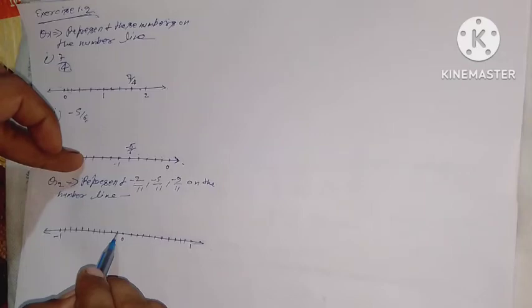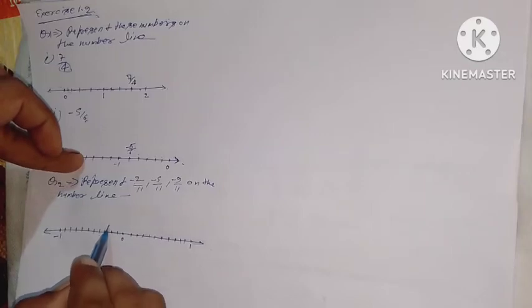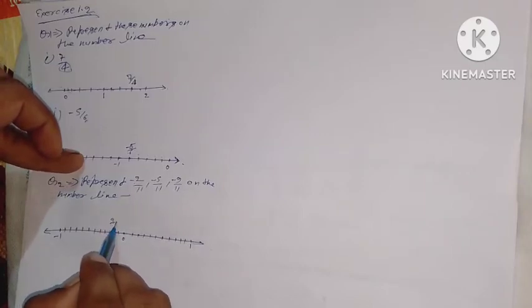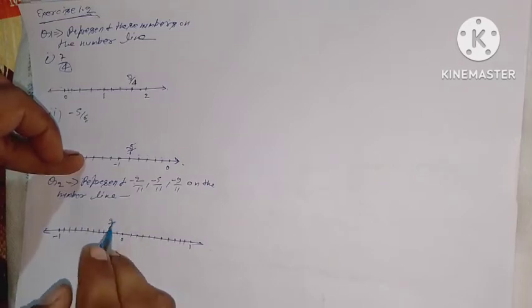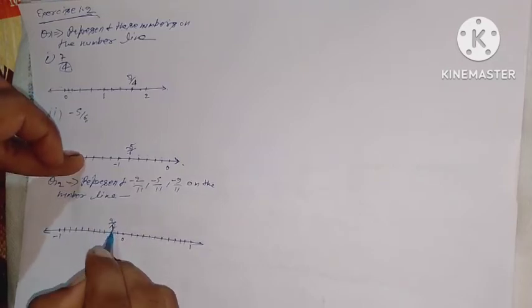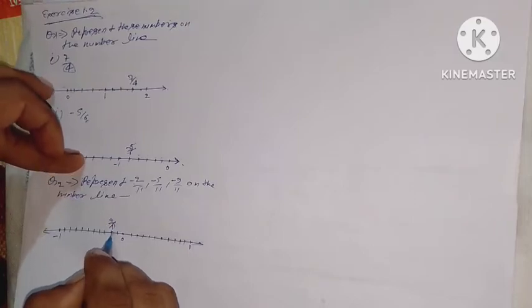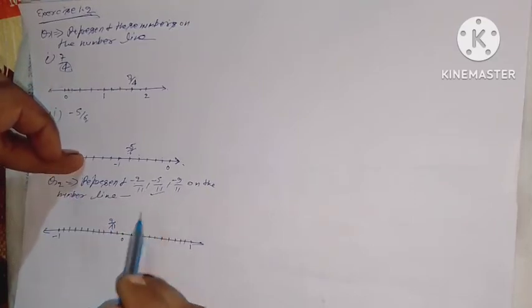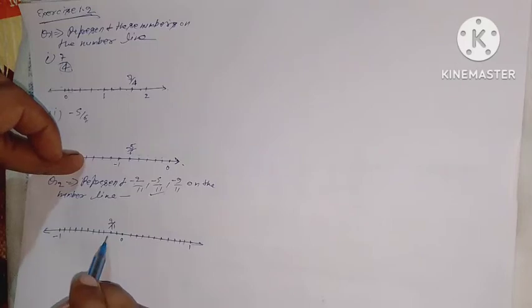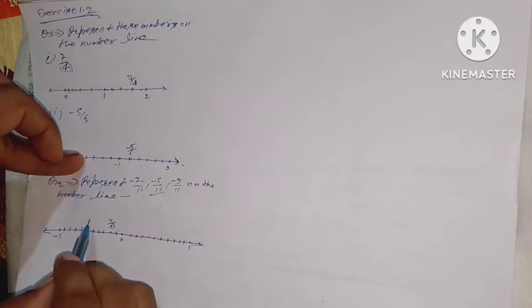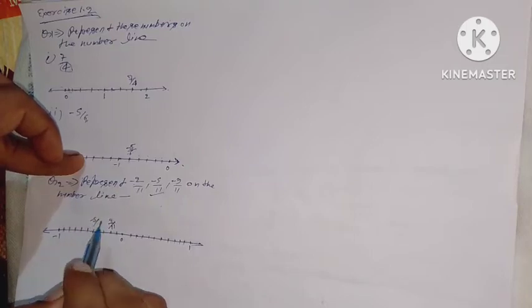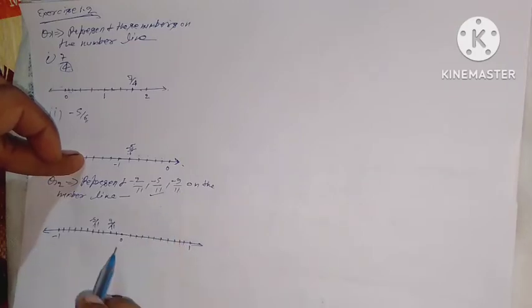Then 1 part, 2 part. This is minus 2 upon the partition. The number of partitions, or denominator, is 11. This is minus 2 upon 11. And the second is minus 5 by 11: 1 part, 2 part, 3 part, 4 part, 5 part. Here 5 parts, then minus 5 upon 11. And next is minus 9 upon 11.